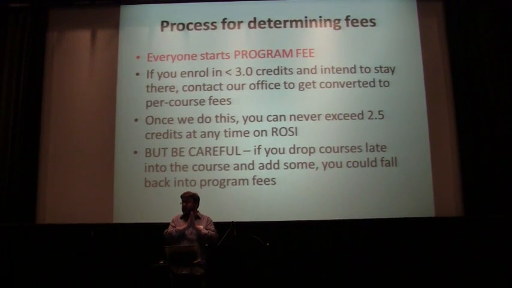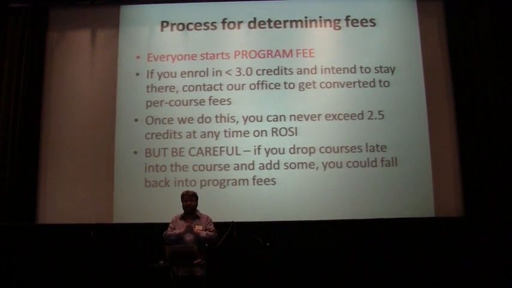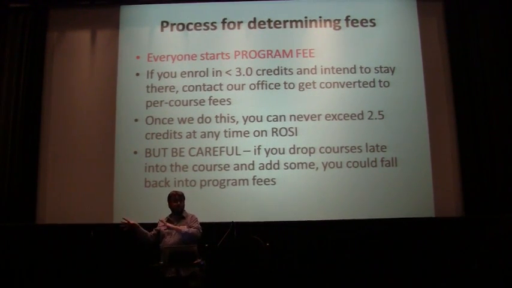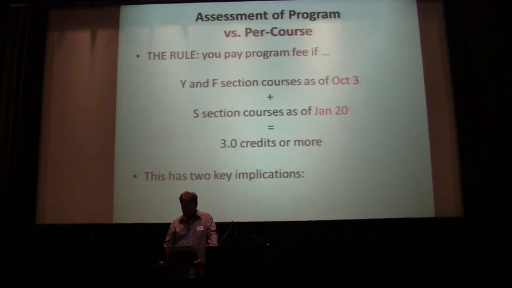A warning though: whether students are paying the program fee or paying per course depends on how many courses you're in and how long you're in them. So it's actually possible for students, even if they go to per course fees, if they drop some courses and then add some more, depending on when they do it, to get rolled back into the program fee. Basically, because U of T is looking at not just how many courses you're in at the end, but how many courses you actually occupied for a long period of time.